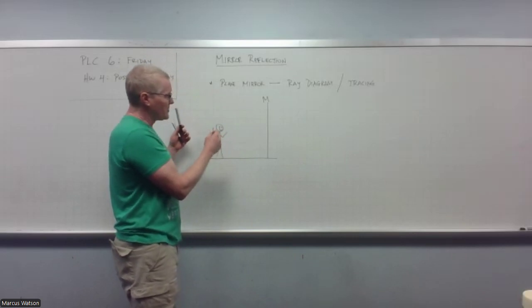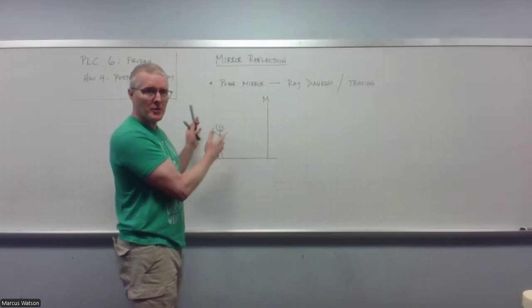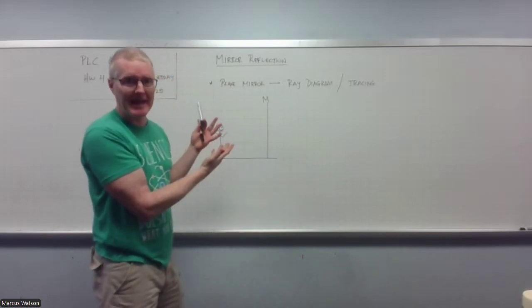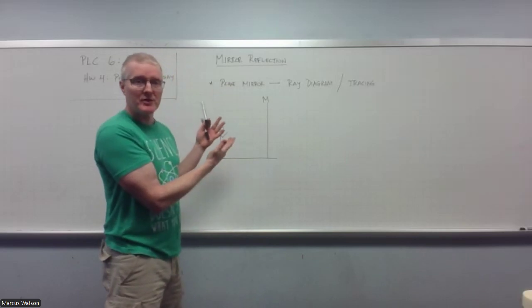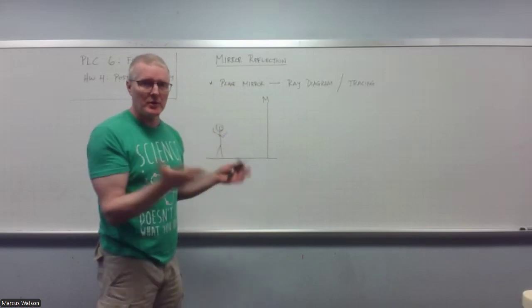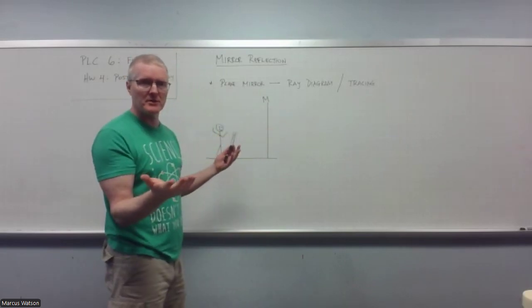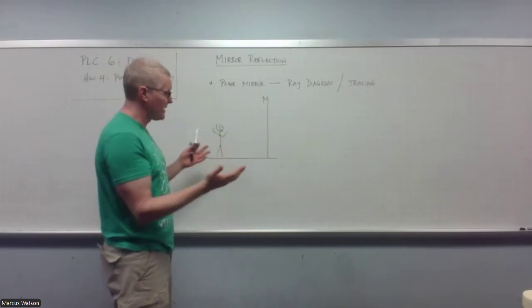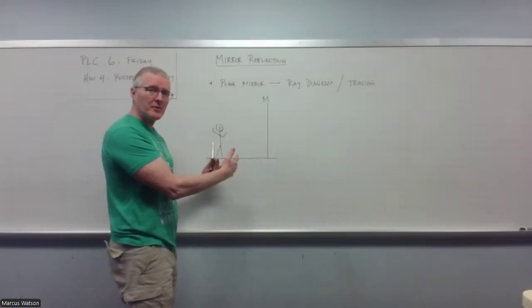And so what we're going to do is take a point on the person. I'm just going to select the top of the head, and I'm going to try and figure out where this image is going to be. Now, we already know, hopefully, you've seen yourself in a mirror multiple times during your life, so we know what we're expecting. Let's see if we can reproduce that with a ray diagram.